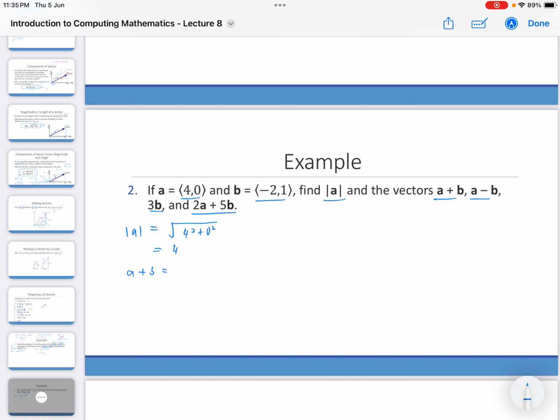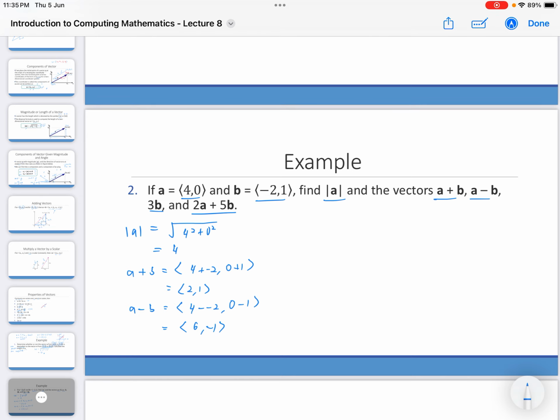And then we can find vector a plus b. We add component by component. The first component will be 4 plus negative 2, and the second component will be 0 plus 1. So we get (2, 1). And then next one is a minus b. This one equals 4 minus negative 2, and then 0 minus 1. So this one equals (6, -1).